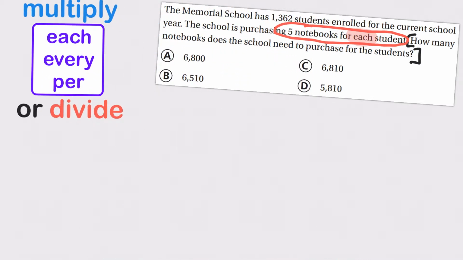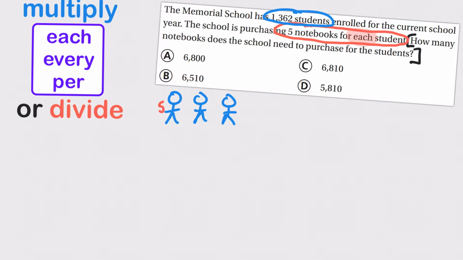So they need 5 notebooks for every single student. Well, earlier in the story, they tell us that there's 1,362 students. So every single kid is getting 5 notebooks. So I could draw a picture kind of to represent that. Now, I'm not going to draw 1,362 students because that would take up my entire screen. It would take up your entire paper.